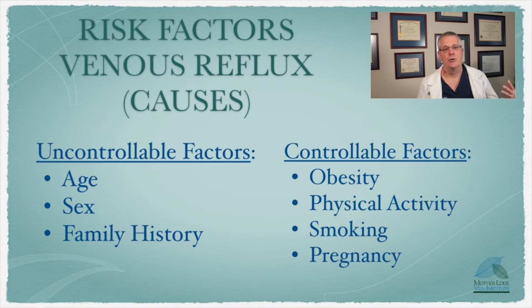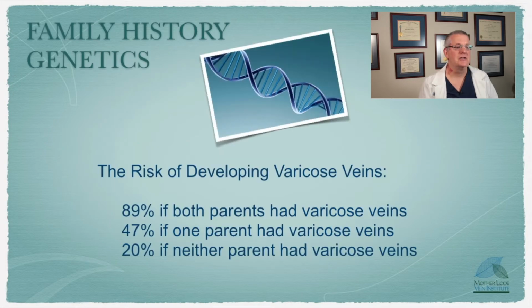But the things you can't control really are your genetics, your age, and whether you're male or female, because women tend to have this much more commonly, and usually it's because pregnancy increases the risk, but you can't control that. So those are the risk factors, and there's a big genetic factor in this condition. If both of your parents have venous reflux disease, you're at least at a 90% chance of having the condition.